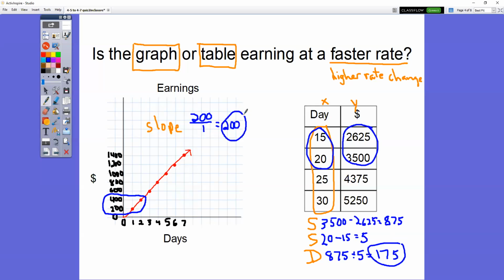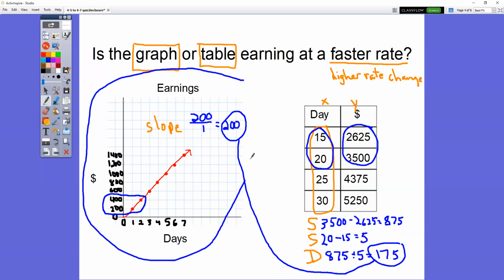So we are really comparing a 200 and a 175. Which one is the higher rate of change? Well, 200 is bigger than 175, so your higher one is your graph in this case. Again, be very careful when you take a look at your graph. It's not up 1 over 1. It's really up 200 over 1 because it goes from 200 to 400. Take a look at the next one.